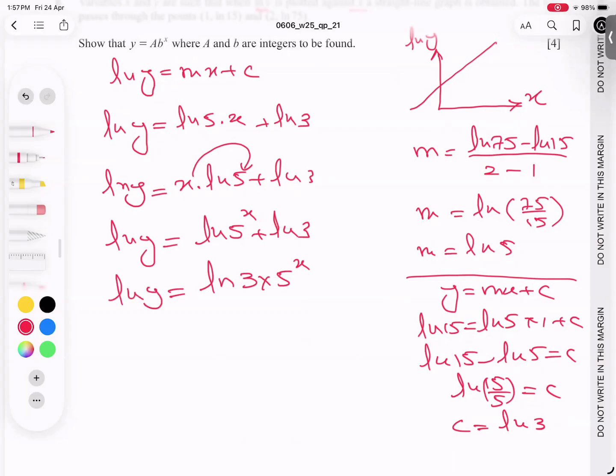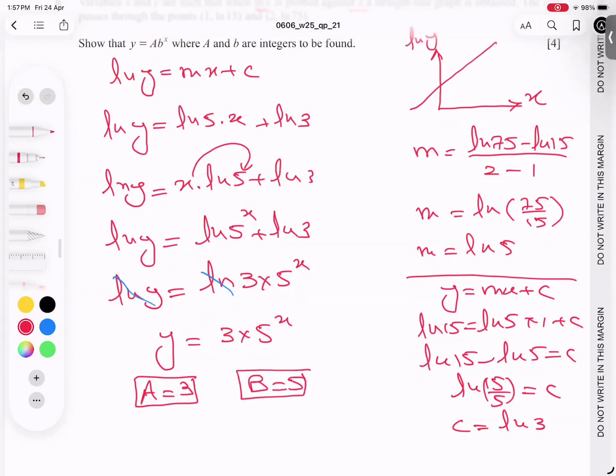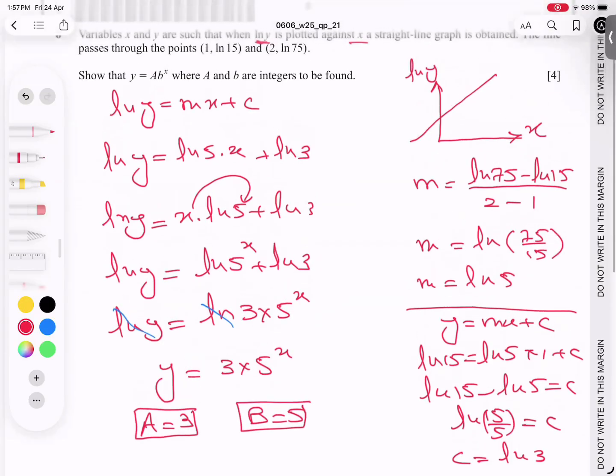And now I'm eligible to cancel ln from both ends. Some students try to cancel logarithm like this, total wrong. You cannot cancel until there's a plus in the middle. Multiply into one single logarithm on both sides, so you can cancel. And I'm getting y equal to 3 times 5 to power x. Now, if you compare with the top equation, you can say directly without any hesitation that a value is 3, Alhamdulillah Rabbil Alameen, and b value is 5. So I believe all points are clear, and question is completely over.